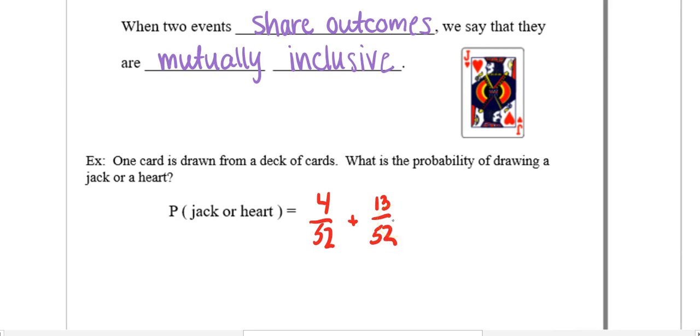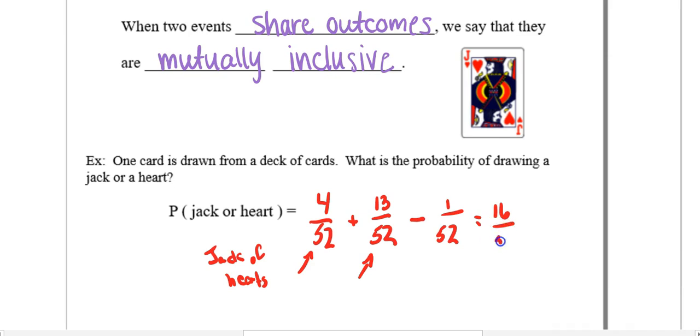But the difference is this time there is one card that is the Jack of Hearts. The Jack of Hearts got counted here in the Jacks, and it also got counted here. So in other words, the Jack of Hearts got counted twice. So we need to subtract that one card that got counted twice. So that adds up to 4 plus 13, 17, minus 1 is 16 out of 52. And that's an example of an event that is mutually inclusive.